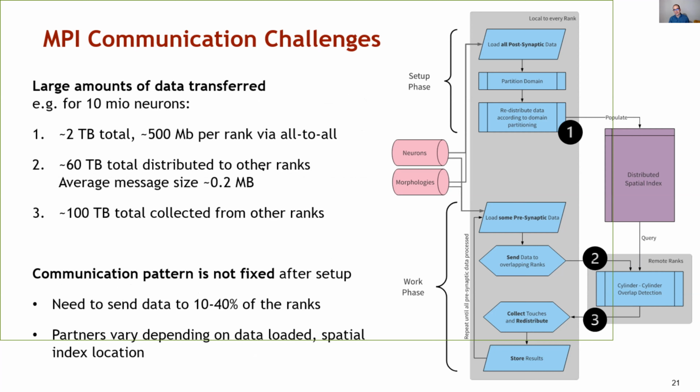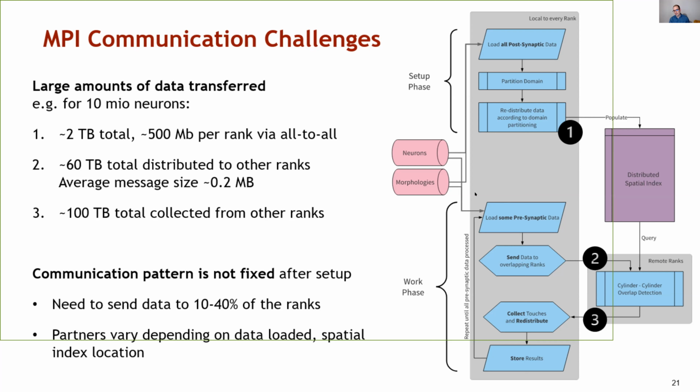Here we transfer a lot of data, not so much in the first phase, although for an all-to-all, this is still pretty big. The spatial index for 10 million neurons is about 2 terabytes total, so 500 megabytes per rank that we send over the network. That takes a little bit of time. It's not too problematic because we only do this once.